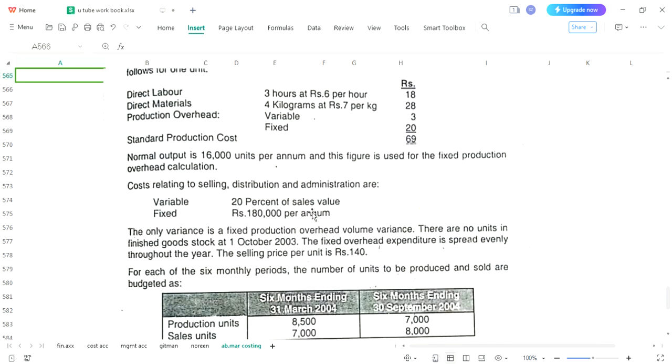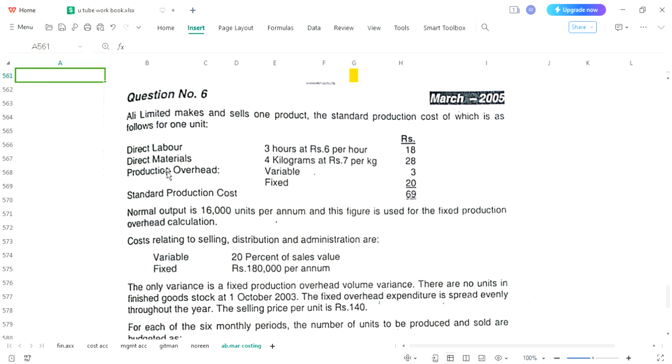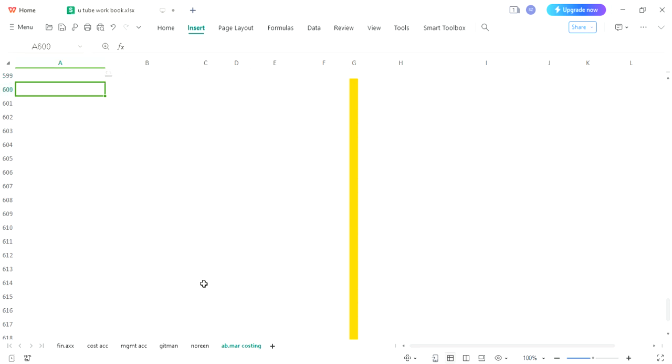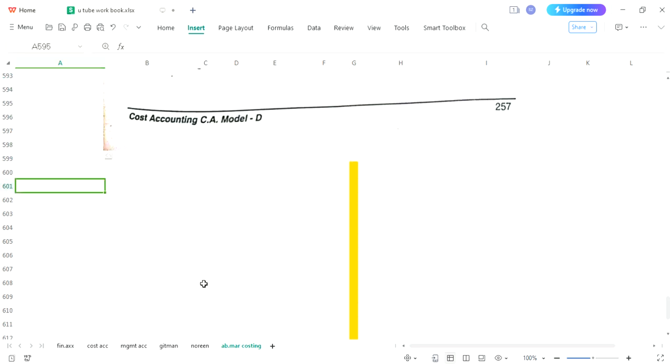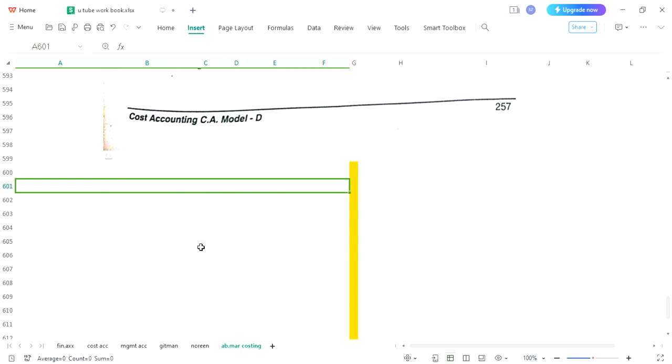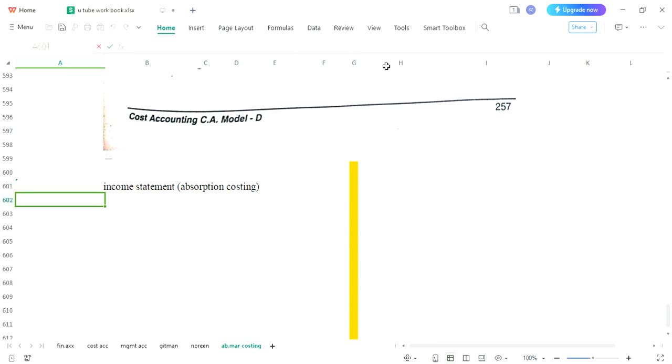Here per unit cost is mentioned and some variable and fixed costs are also mentioned downward, and in this way we will complete our question. For the first step, what we will do is to make our proforma or format for absorption costing. This would be our first step, and we are going to make the income statement according to absorption costing.